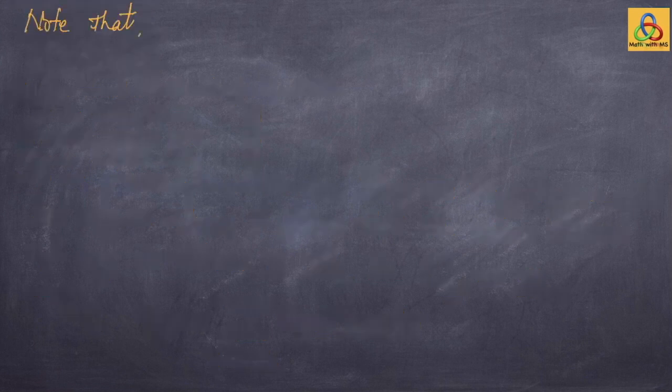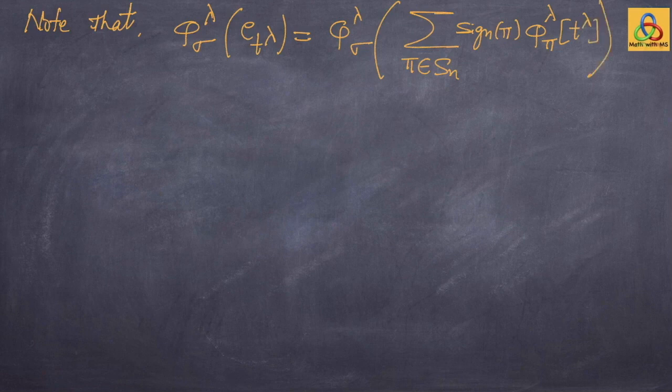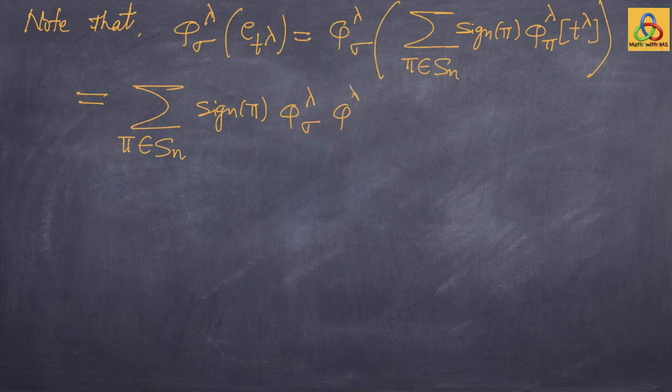Note that in this case, consider this representation phi lambda evaluated at sigma on this element of M lambda, which is the polytabloid E of T lambda. But E of T lambda, we observed in the preceding slides, has this expression. So it is phi lambda sigma of the summation over pi in the symmetric group Sn of sign of pi times phi lambda pi of the lambda tableau T lambda. We can bring this phi lambda sigma inside, and that becomes the same as the summation over pi belonging to the symmetric group Sn of sign of pi and phi lambda sigma phi lambda pi of the lambda tabloid T lambda.